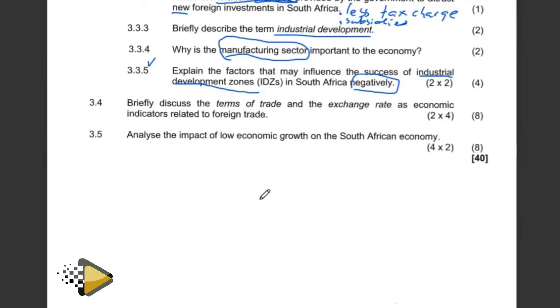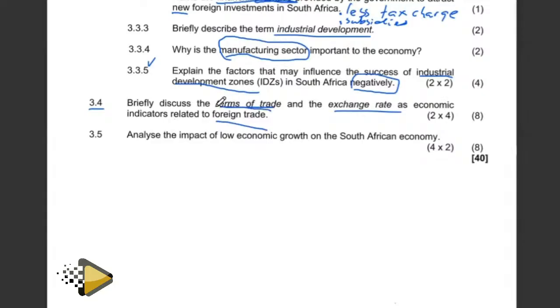Okay, right. So now let's move on to the next question, which is 3.4. And 3.4 grade 12 reads as follows: Briefly discuss the terms of trade and the exchange rate as economic indicators related to foreign trade.